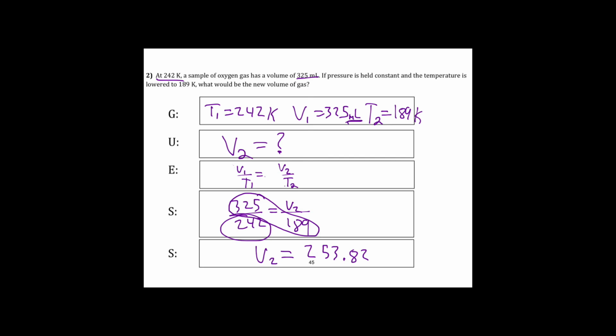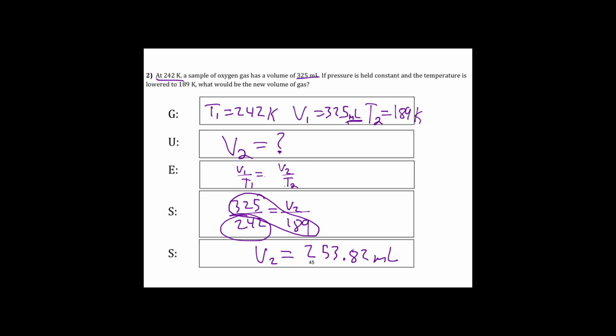And again, whatever units of volume we start with will be the units of volume we end with. We started with milliliters, we'll end with milliliters. And again, does this make sense? Well, look at what's happening to temperature. Temperature decreases, and temperature and volume are directly related, meaning that volume is going to decrease as well. So that makes sense. If the temperature is decreasing, the volume is decreasing.